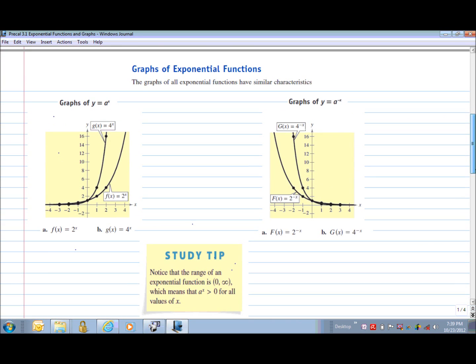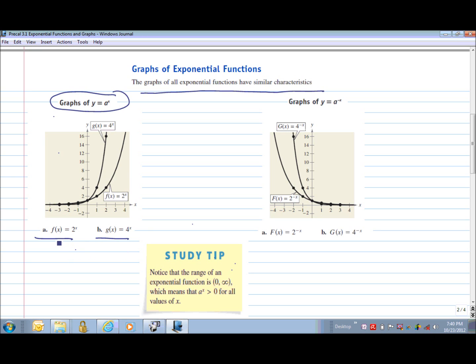All right, let's move on to our next piece of information. Let's talk a little bit about the graphs of exponential functions, what they look like, the shape of them, and what they have in common. Notice that all the graphs of exponential functions have similar characteristics. Here are the base graphs of y equals a to the x power. I'm going to take two functions here, 2 to the x power and 4 to the x power. These are two exponential functions with different bases.